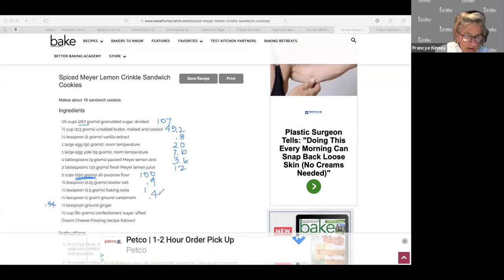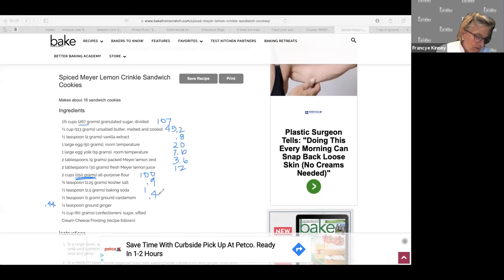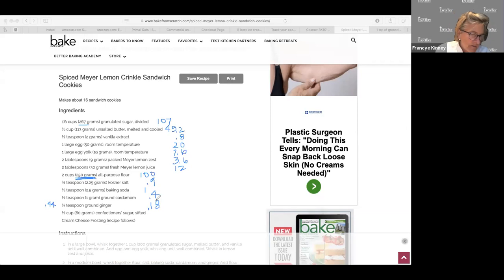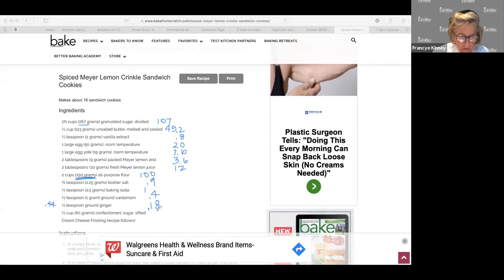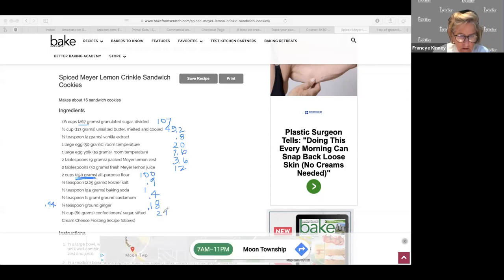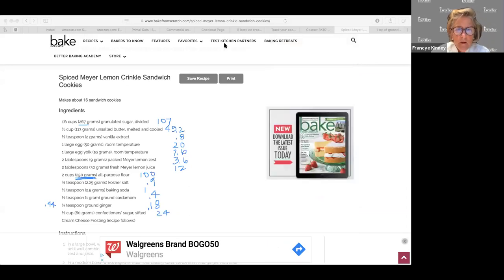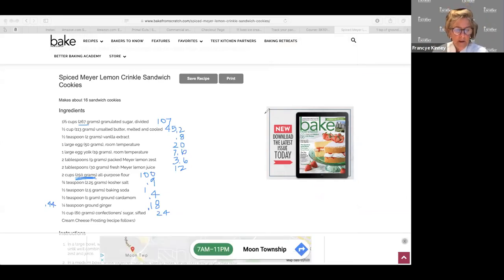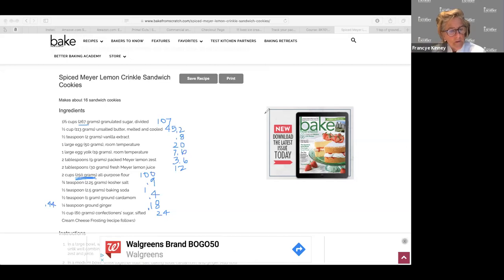And here comes that ginger, which we're assuming is correct, at 0.44 grams divided by 250 times 100, and we get 0.18. And then our confectionery sugar, 60 grams divided by 250, and we get 24%. Okay, and then of course we will figure out the frosting separately. All right, so we can look at that after, but for the cookies, this is what we've got here.